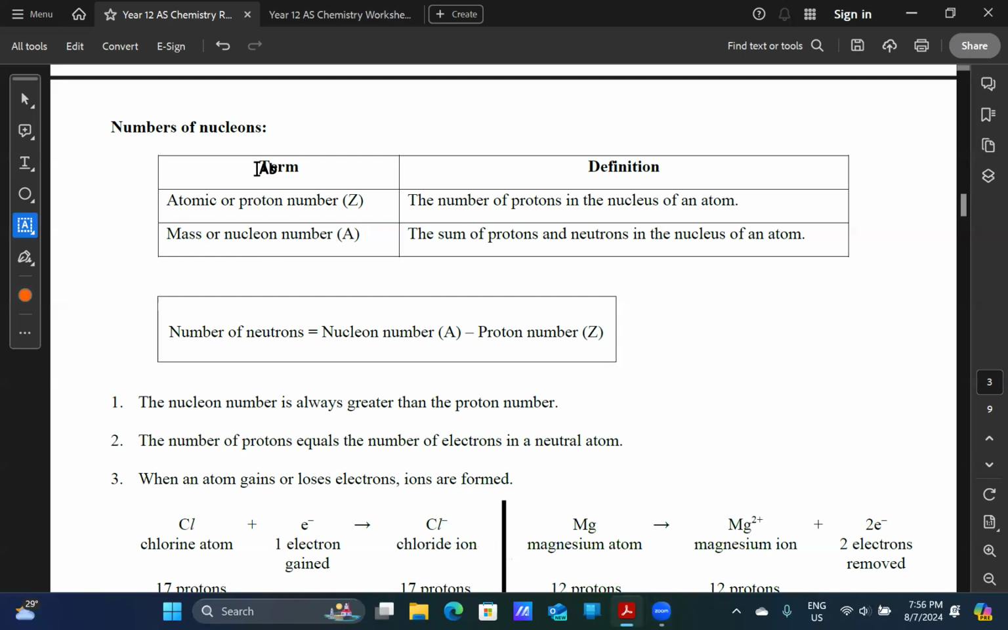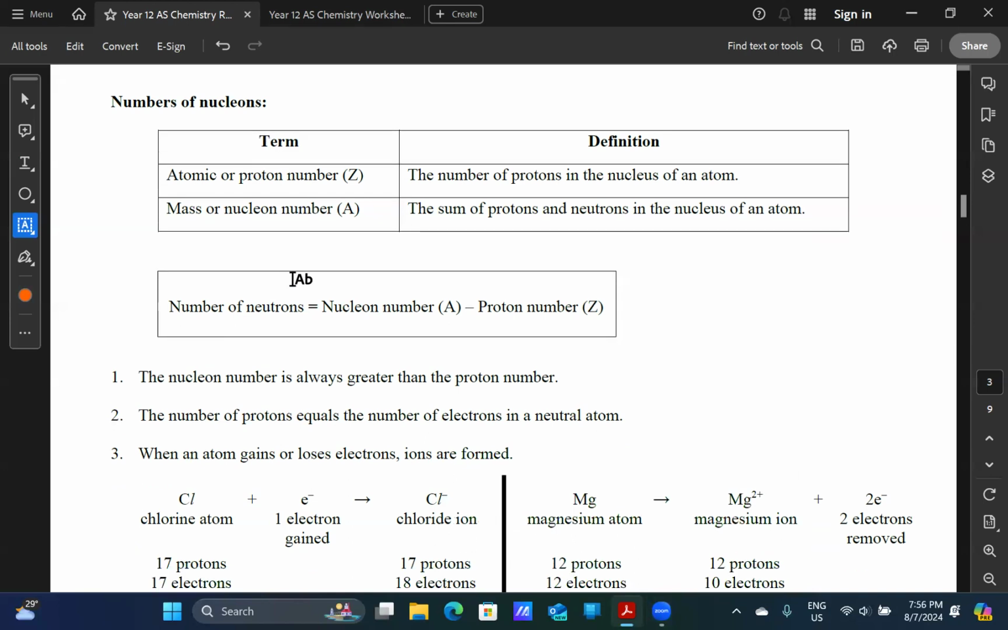When you study this part, you have to know there are 4 terms. Out of the 4, 2 of the terms refer to the same thing. For example, atomic number or proton number. Atomic number and proton number are the same. When you see the term atomic number or proton number, this number tells you the number of protons in the nucleus of an atom.